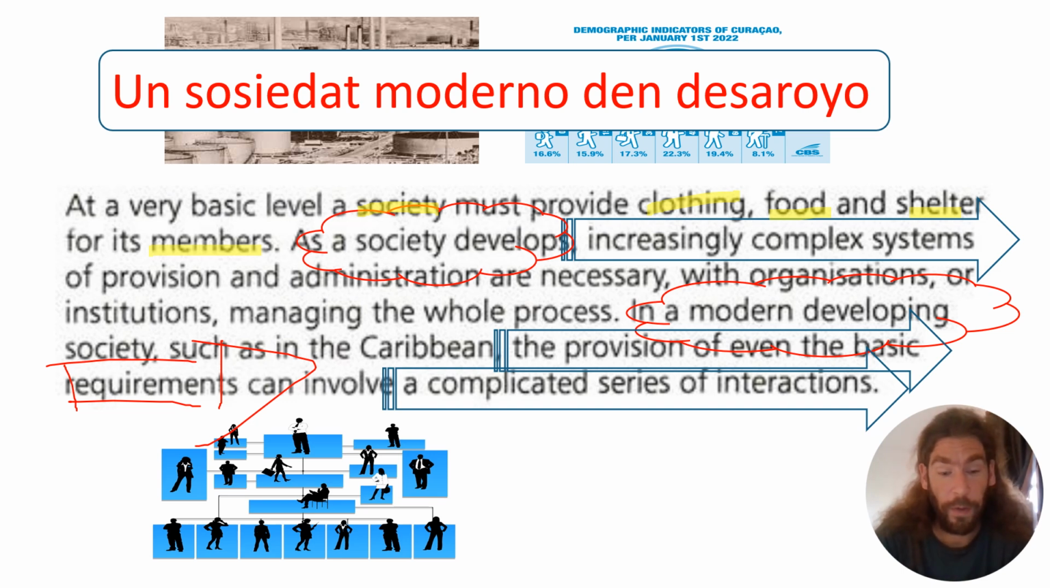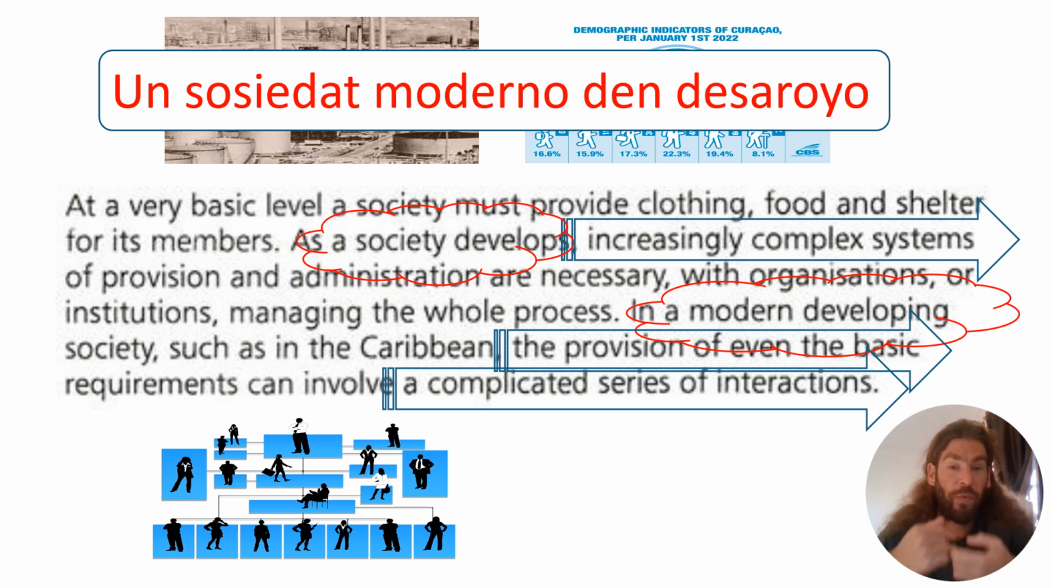Yes, and sometimes, like you can see in the picture, it can give a very complicated set of actions that the public servants have to do before they can hand out the birth certificate to you, or a permit, or a cedula, or the medicine you need. It goes through a complex sequence of actions before you get what you actually need. That's because we live in una sociedad moderno en desarrollo. A complicated series of interactions is needed to hand out even the basic requirements in a modern developing society, like you can see here. Yes? Okay, I hope that makes sense.